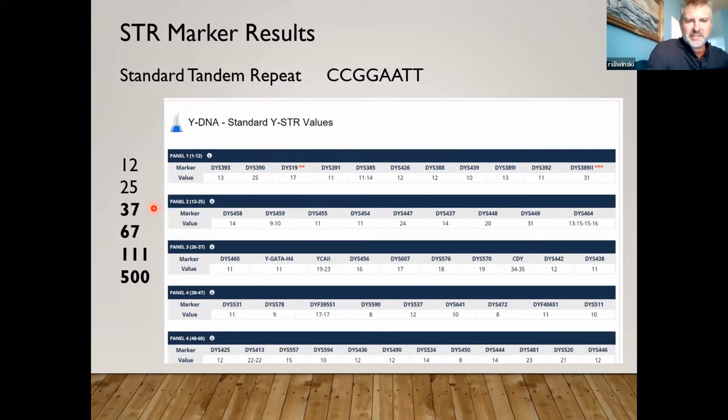But this gives you an idea of what the marker values will look like. It might look like just a bunch of numbers, but after you've looked at a number of these, you start comparing them to other males that have the Y test to see how many differences you have.